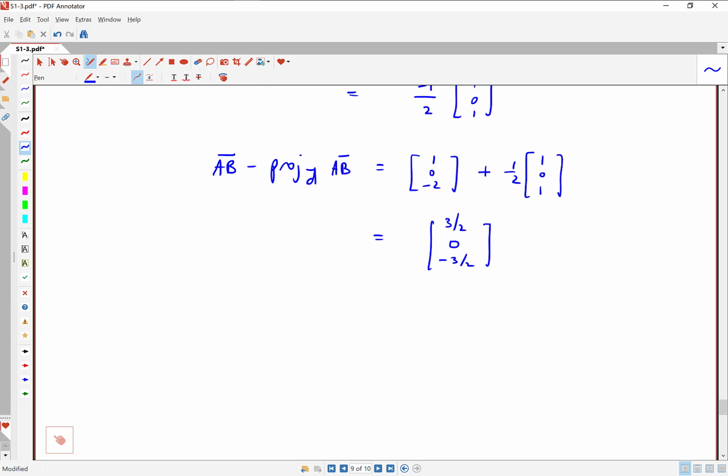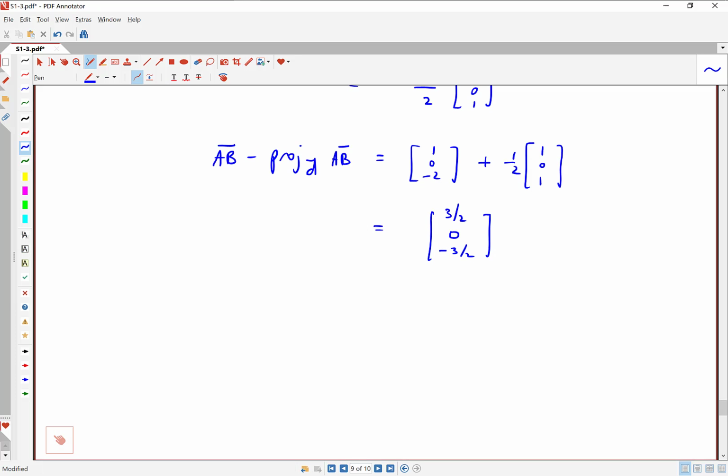Okay, now we are going to want to calculate the length of this vector. And it's better to do that when you don't have fractions in the vector. So let's pull the half out in front and say that's half of 3, 0, negative 3. So the distance that we're looking for is the length of this vector, half of 3, 0, negative 3. We can pull the half out in front as long as we're aware that in general we should be taking the absolute value of that constant.